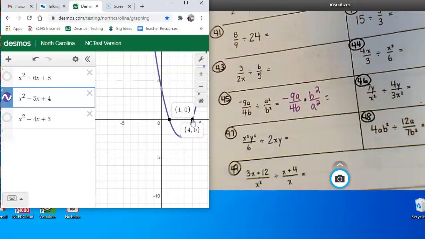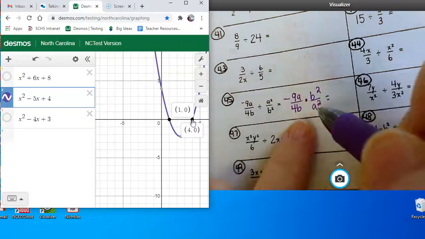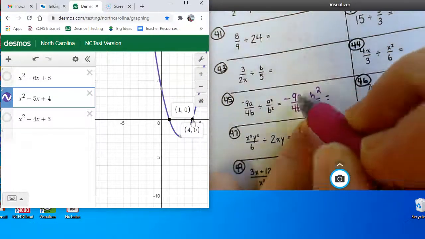And when we do this one, we're kind of thinking about it the way we thought about it at the beginning of class, when we just thought about getting rid of things. There's nothing added or subtracted, so you can just get rid of anything that you can get rid of, top and bottom, since there's nothing added and subtracted. For example, I can get rid of one of these A's.